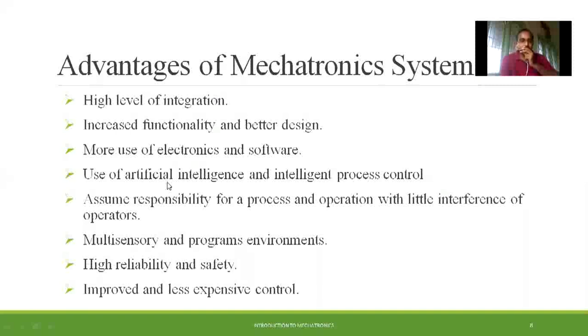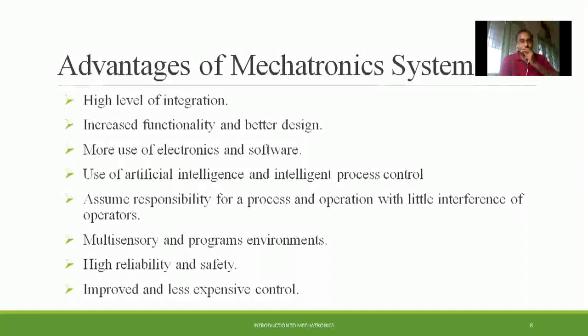And even the use of artificial intelligence and intelligent process control. Here artificial intelligence plays a major role, taking self decisions, precise decisions without any human involvement within the mechatronic system. And next, it assumes responsibility for a process and operation with little interference from operators.